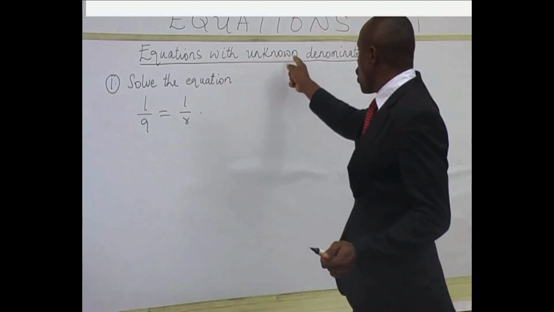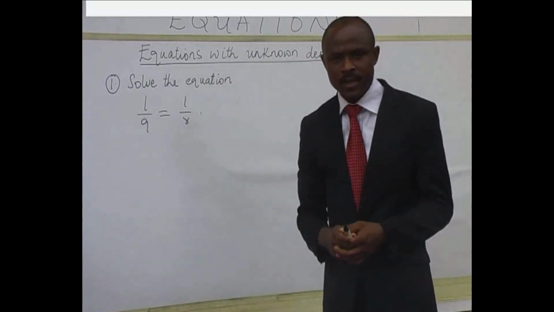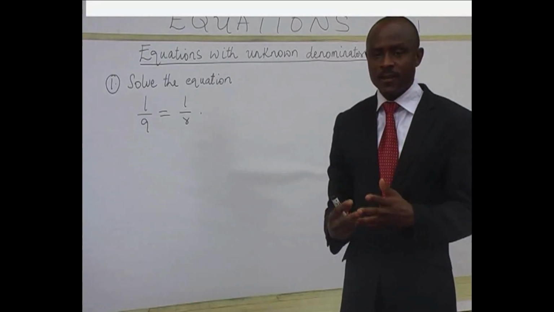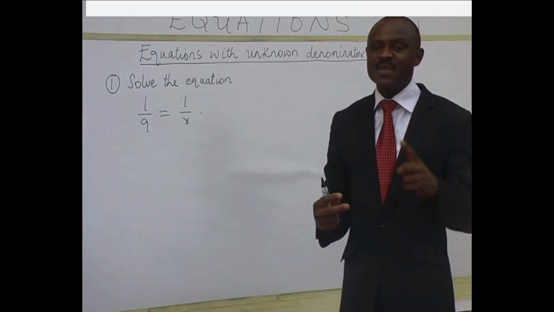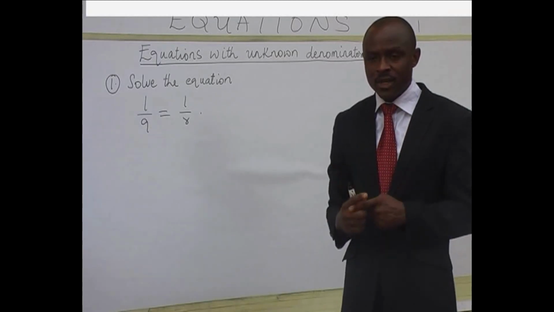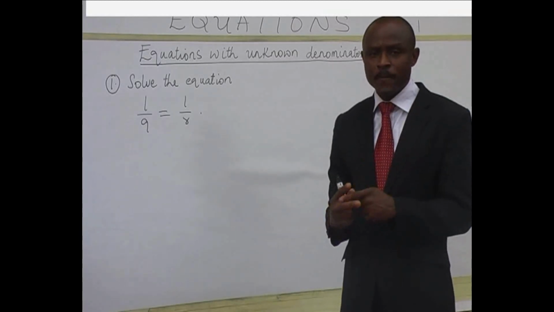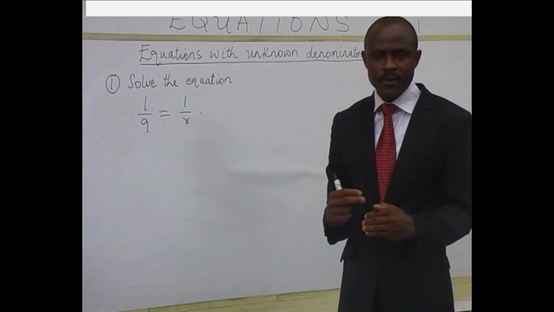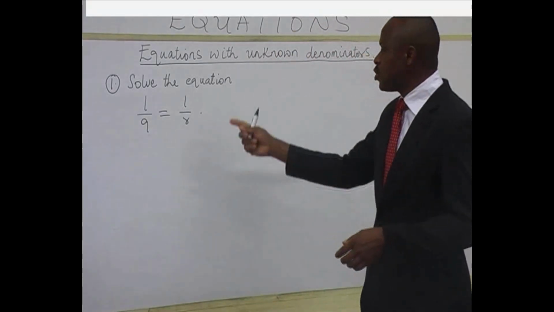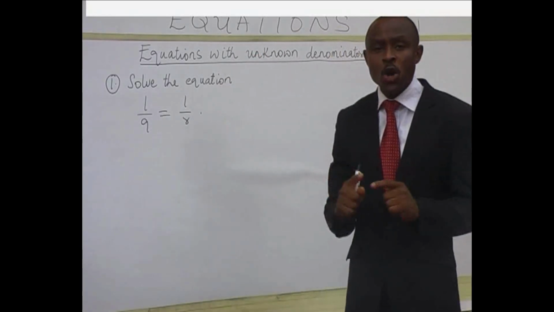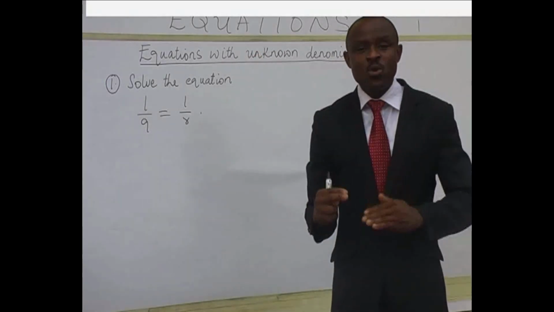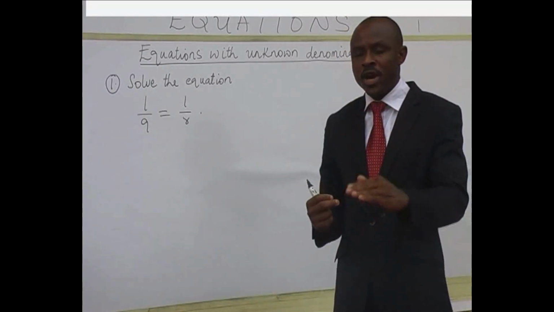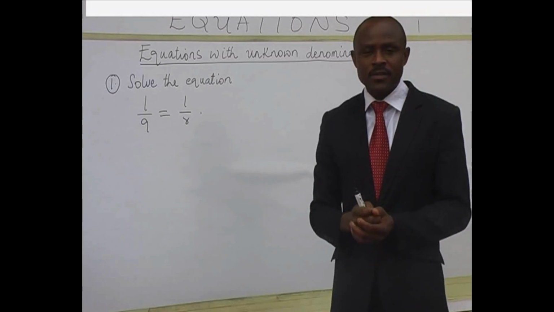Equations with unknown denominators. I hope you know in fractions there are two parts, or two things that must be present in a fraction to make it a fraction. That is the numerator and the denominator. Now we are into equations with unknown denominators. That is where you have the unknowns below the fractions, or on the downside of the fractions.